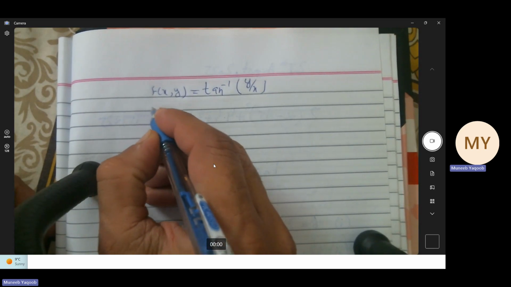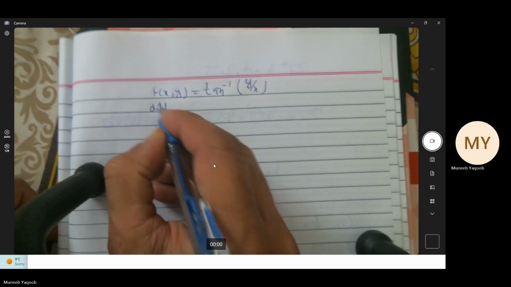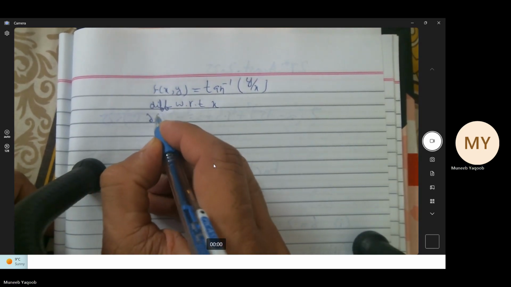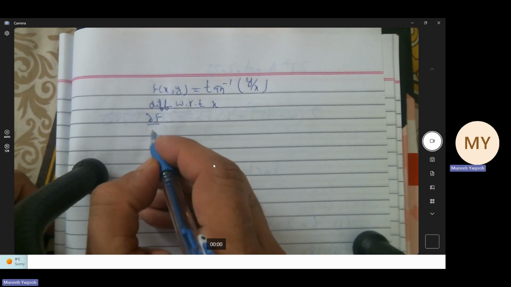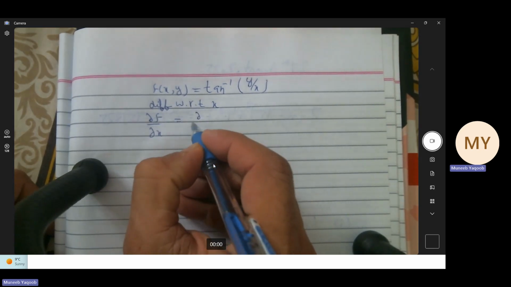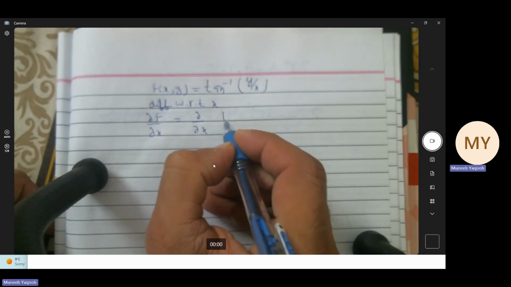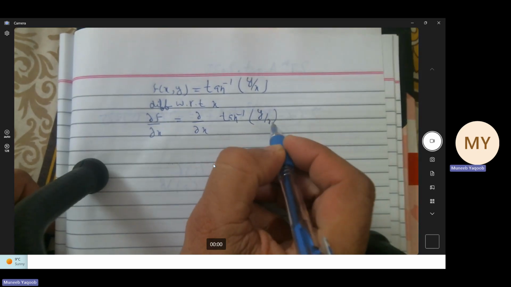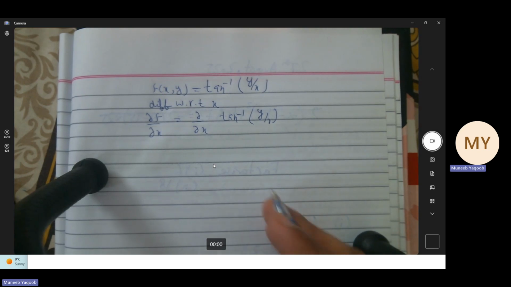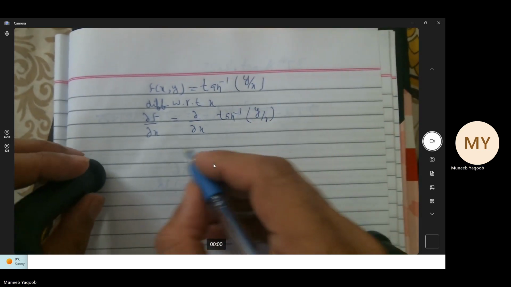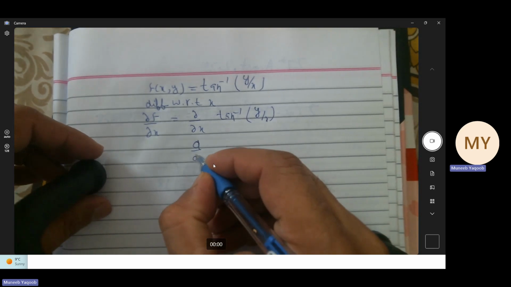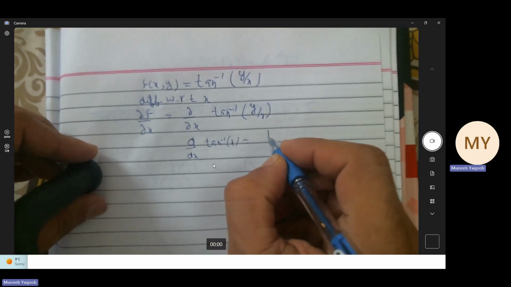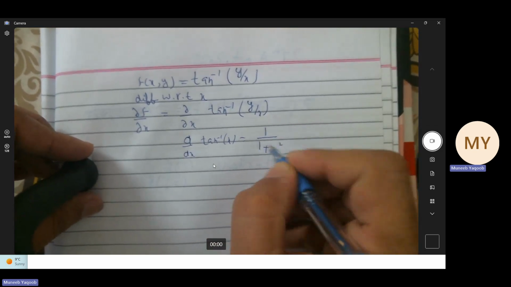So first of all, differentiating with respect to x, we can say partial derivative of f with respect to x is equals to the partial derivative of x of the given multivariable function tan inverse of y upon x. Now to find this derivative, we must know a basic formula, that is d by dx of tan inverse of x is equals to 1 over 1 plus x squared.